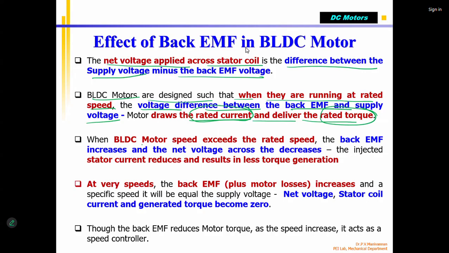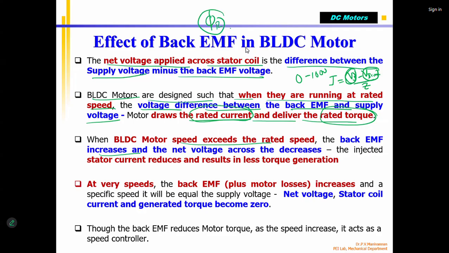Correct? Now, if the speed of the motor exceeds beyond 1000, in a BLDC motor, if it exceeds the speed beyond the rated speed, what will happen? The back EMF will be more than the supply voltage. I told you the current I equals V supply minus V back EMF divided by Z. Correct? V supply will be higher than V back EMF up to the rated speed, for example, 1000 RPM. Correct? The number of turns in the stator coil and the permanent magnet field strength decide the back EMF voltage.